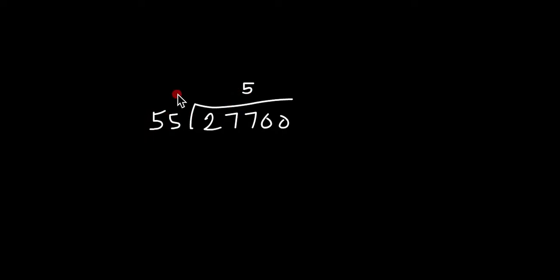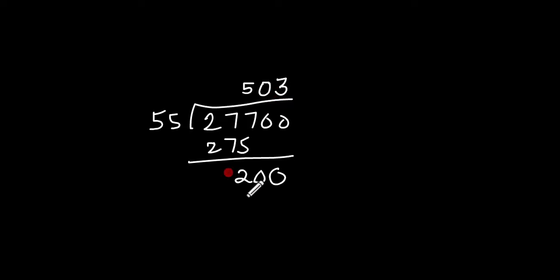So it's 27700 divided by 55. So it goes in 5 times. I did the problems on the side, and we're going to get 275. And we bring down, subtract, and bring down the 0. It doesn't go in at all, so we put a 0. We bring down another 0. It's going to go in 3 times. 3 times 55 is 165. We subtract again.